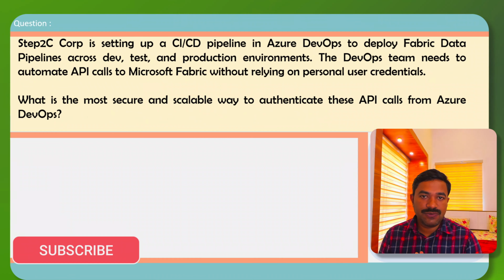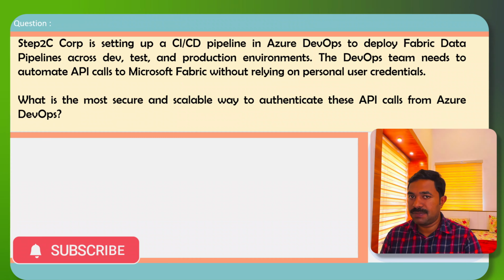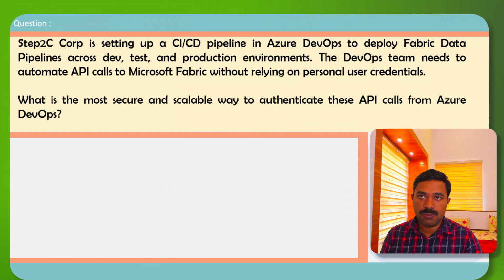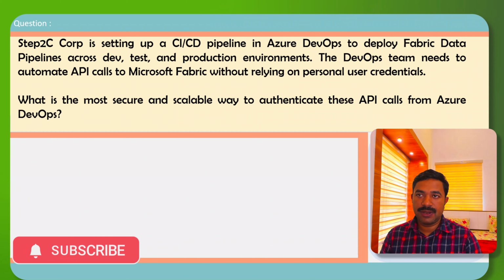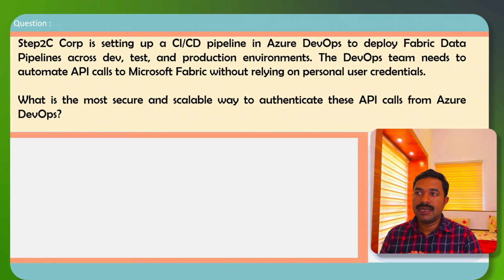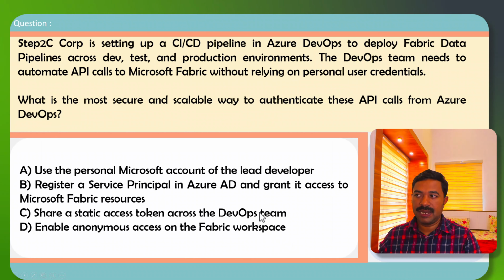Now this question is focusing on service principals. So the question is: Step2C Corp is setting up a CI/CD pipeline in Azure DevOps to deploy Fabric data pipelines across dev, test and production environments. The DevOps team needs to automate API calls to Microsoft Fabric without relying on personal user credentials. What is the most secure and scalable way to authenticate this API call from Azure DevOps?